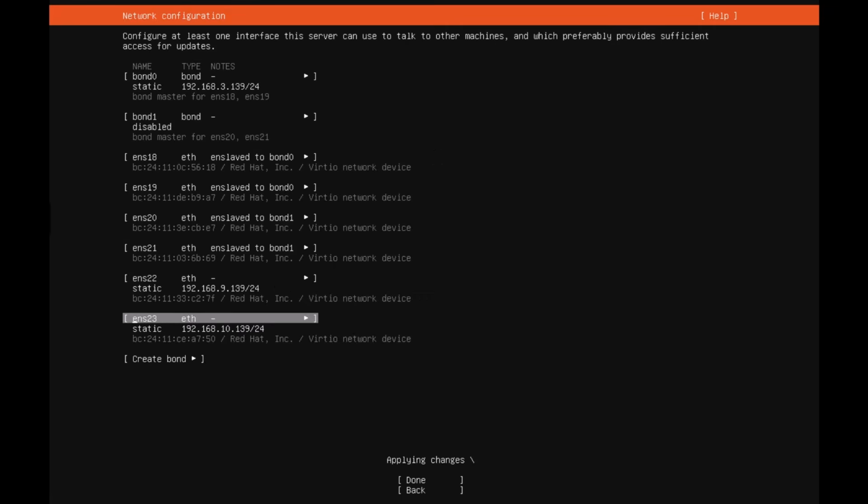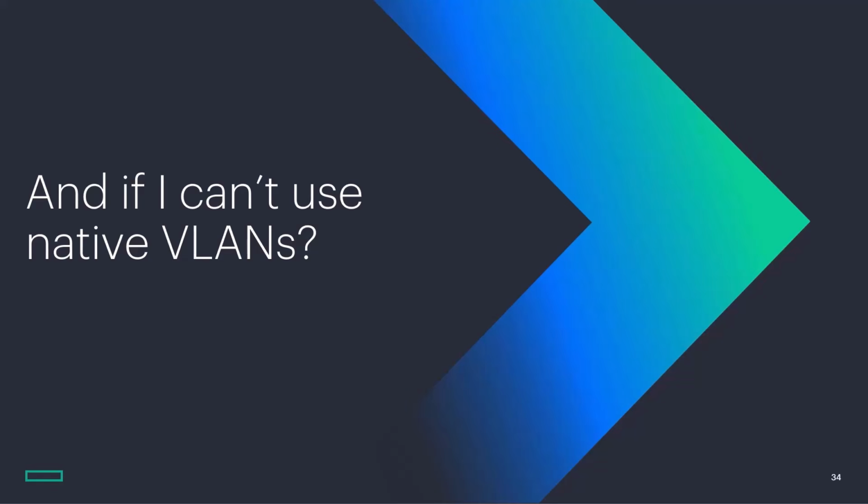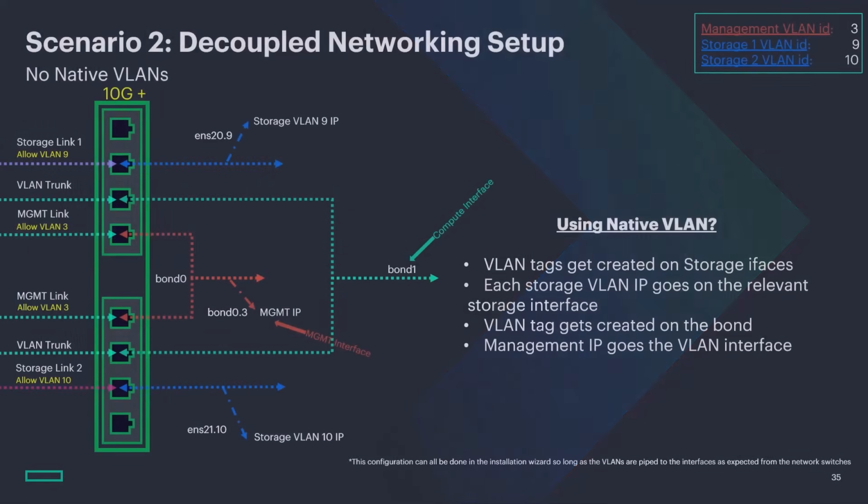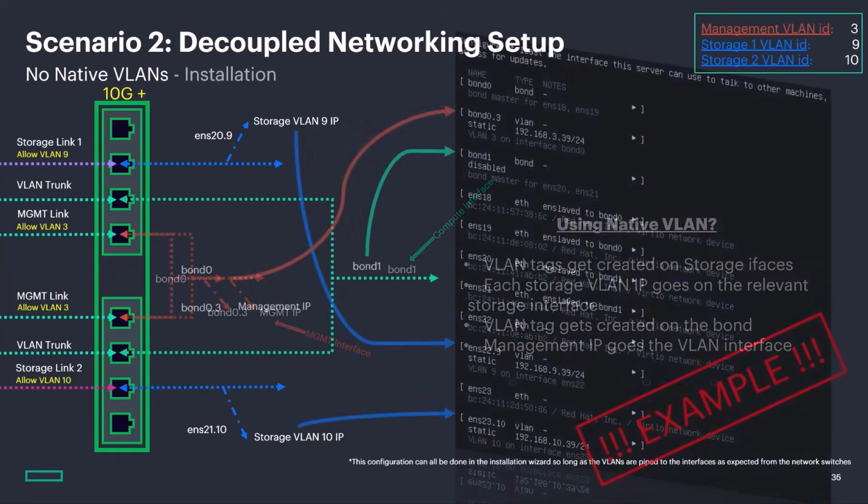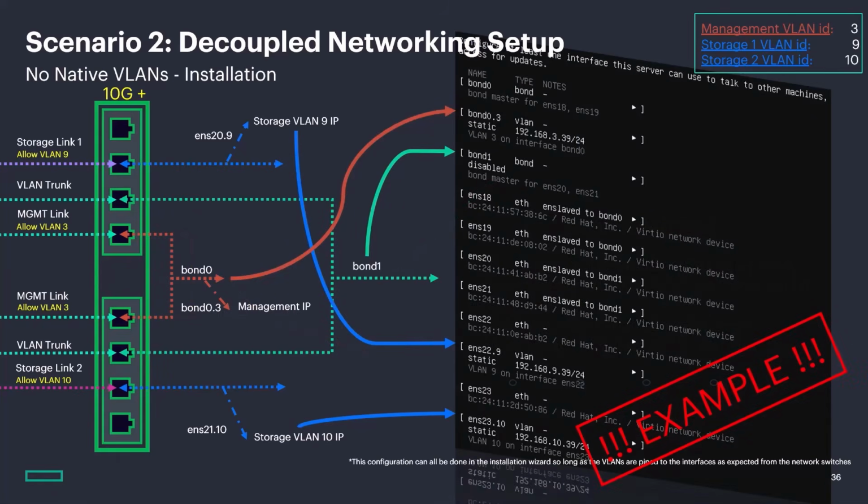All right, so save this. And now, fully decoupled, separate management and compute interfaces, bond 0 and bond 1, and then storage traffic on their own, utilizing native VLANs. And again, if you can't use native VLANs, then you need to create VLAN interfaces for the storage and management networks. Again, not for the compute, because compute does not need an IP address. Here's what that resulting configuration would look like.